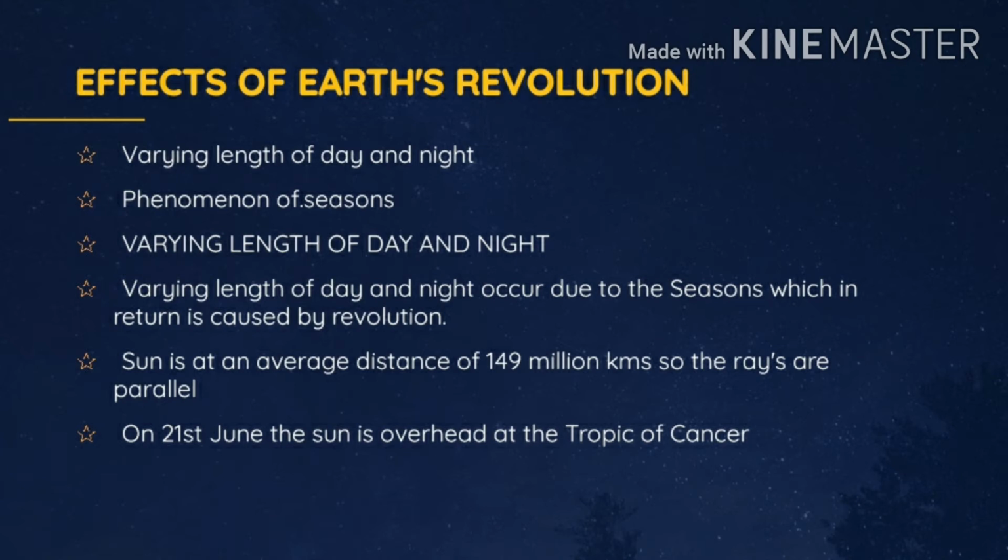Second point is the sun is at an average distance of 149 million kilometers. So the rays are parallel. Since it is very far away, that means the average distance, we can say, the longest distance is 152 million kilometers, and the shortest is 148 million kilometers. So the average distance is 149 million kilometers. Since it is very far away, that's why the sun's rays become parallel as they reach the surface of the Earth.